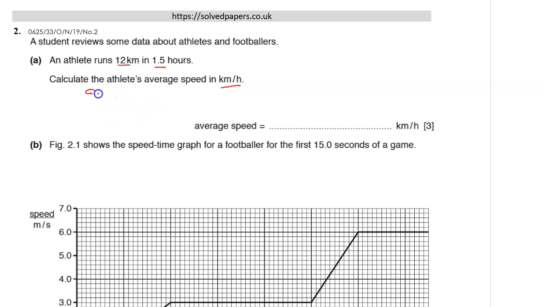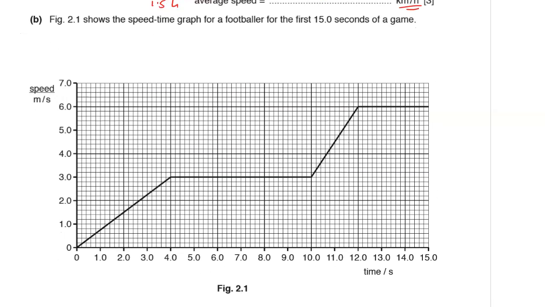Of course, average speed is usually total distance traveled over total time. Here the total distance is 12 kilometers and the time taken is 1.5 hours, and when you do the calculation, you find that the speed is 8 kilometers per hour. Of course, you're given units here, you don't need to write the units again. So 8 kilometers per hour is the speed of this athlete. Let's go to part B.